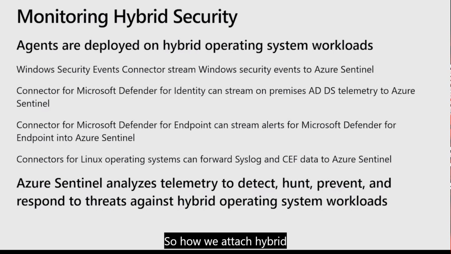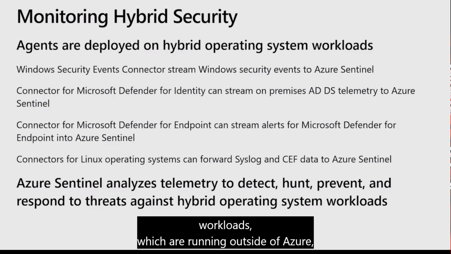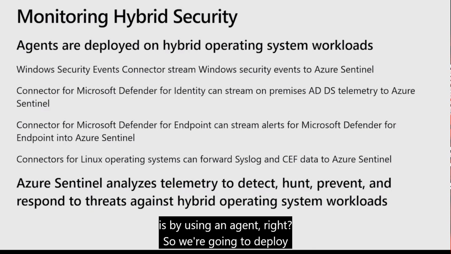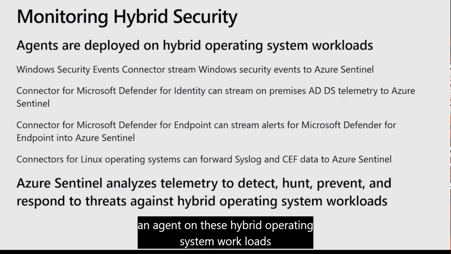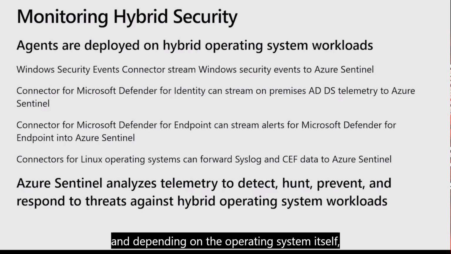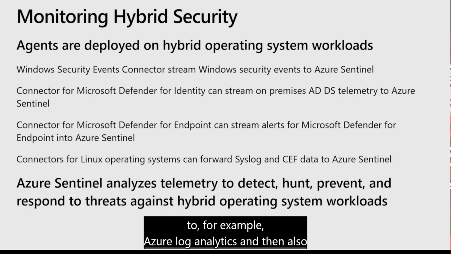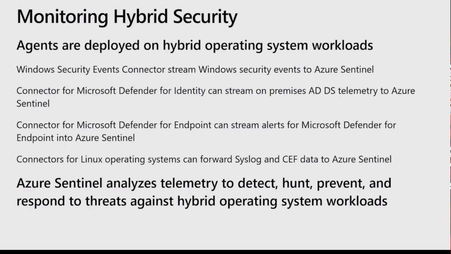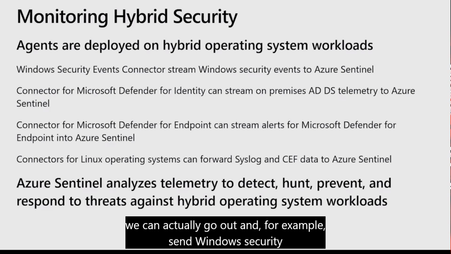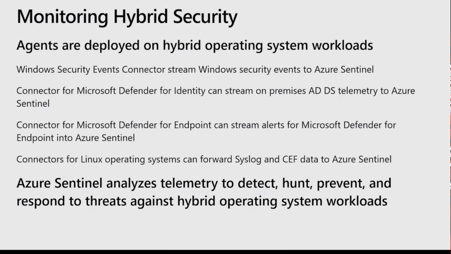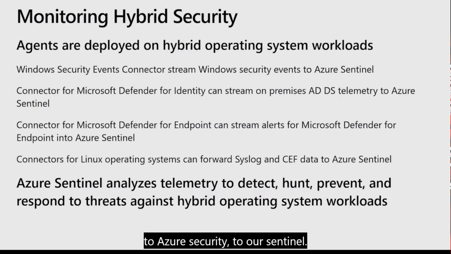So how we attach hybrid workloads which are running outside of Azure is by using an agent, right? We're going to deploy an agent on these hybrid operating system workloads, and depending on the operating system itself, we can then send the different security log data to, for example, Azure Log Analytics, and then also to Azure Sentinel. So what we can do here is, for example, send Windows security events with a connector to Azure Sentinel.